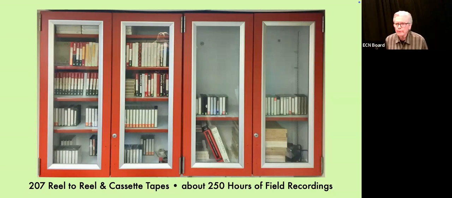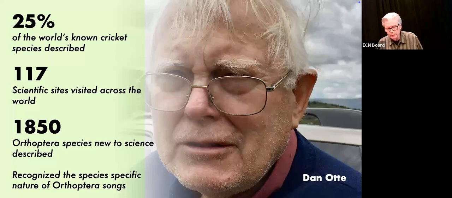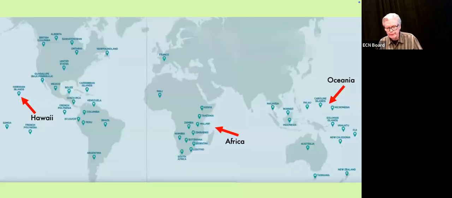So we stumbled onto these recordings. There's 207 of them. There's about 250 hours of recordings. They're on cassettes and reel-to-reels. This is Dan. He's a world expert in Orthoptera, a person that recognized the species-specific nature of Orthoptera songs. And for our purpose with this slide, you see that he's collected at about 117 sites around the world. Those are important for the tapes because we see that it was rich in Hawaiian recordings, Africa, all the different countries of Africa, particularly South Africa, Sub-Saharan Africa, and then Oceania.